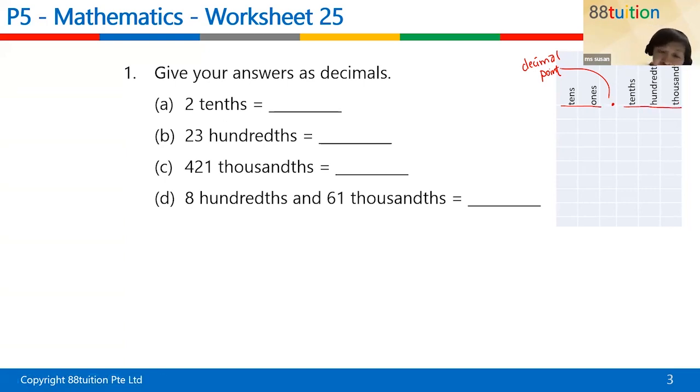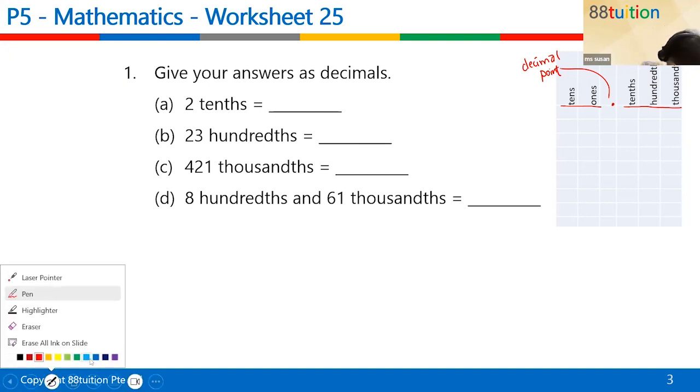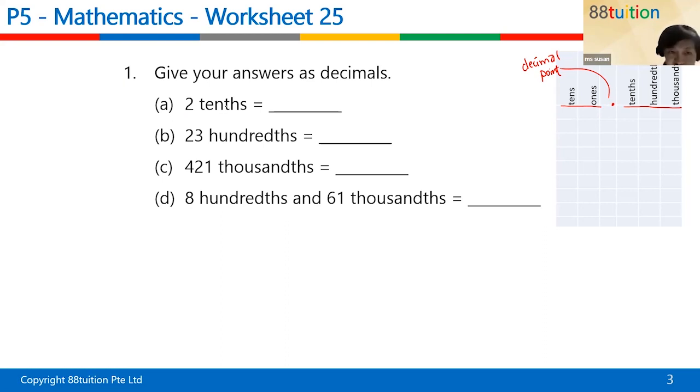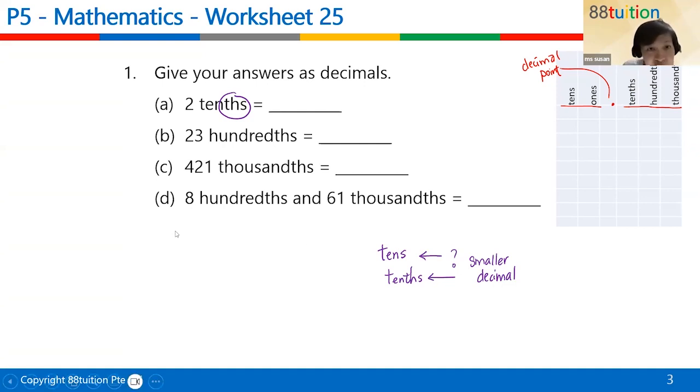So how are we going to make use of this place value to answer our question? Let's take a look at the first question of 2 tenths. You must differentiate between ten and tenths. I want everyone to come to the chat function. Which one is a smaller decimal: 10 or tenths? Spell the word 10 or tenths.